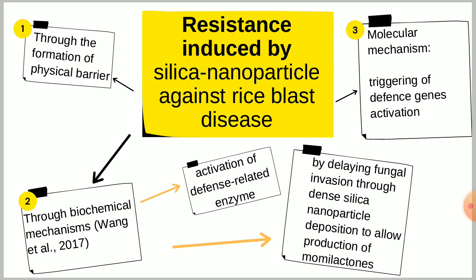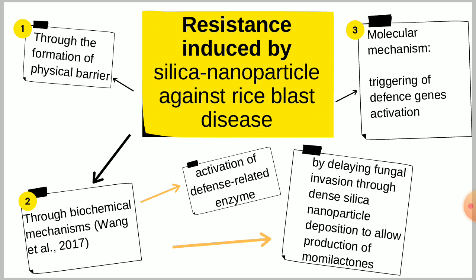Moving on is the resistance induced by silica nanoparticle against rice blast disease. The first method of resistance induced by silica nanoparticle is through the formation of a physical barrier. The formation of a dense layer of silicon beneath the cuticle of the leaf provides protection against the penetration of Pyricularia oryzae.